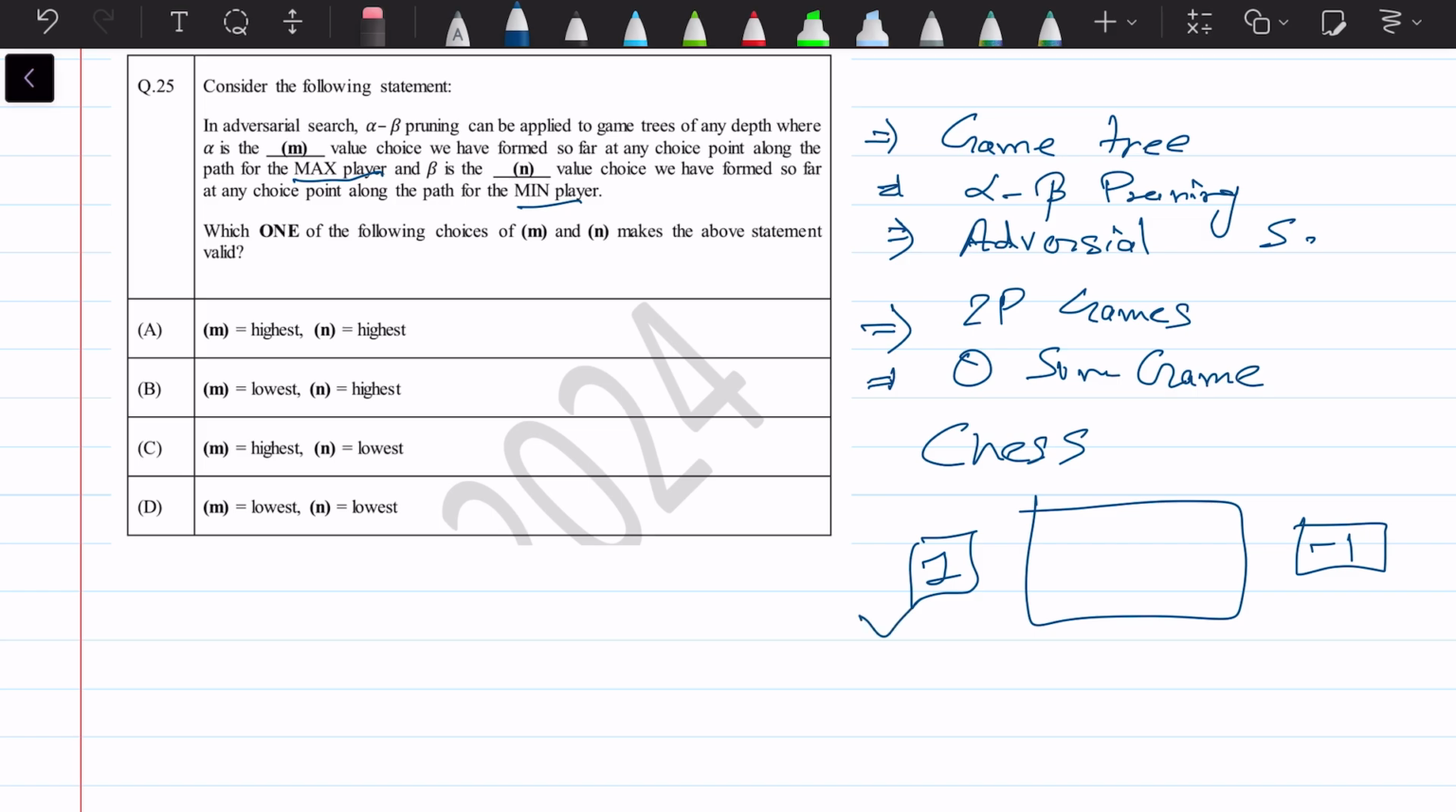Either this player will win, so this one gets 1, and this player loses, so this gets -1. So the sum will be 0. Or both will draw, that is 0 and 0, so the sum again will be 0. One player has to win and the other has to lose. Another game can be tic-tac-toe, where either one player will win and the other will lose, or both will draw. It can't be possible that both lose or both win. Such games are called two player games or zero sum games, and we use adversarial search for them.